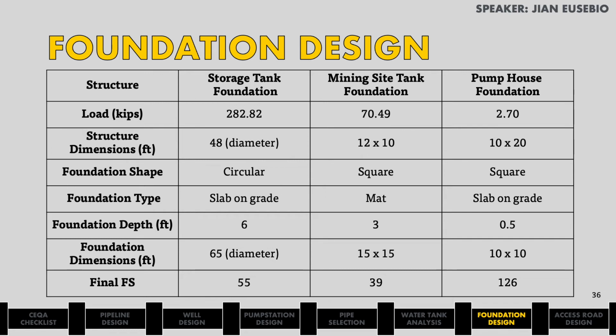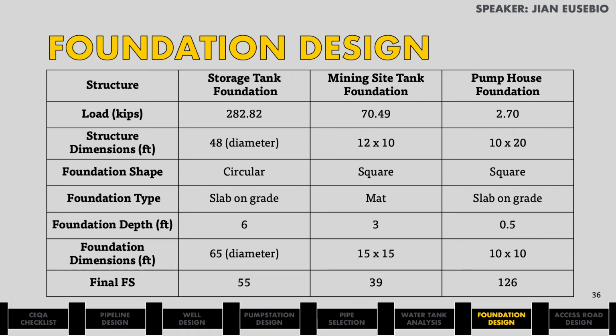diameter of 65 feet. The mining site tank had the second highest loading, but its foundation is a little different from the storage tank foundation. As we have previously shown, the mining site tank is supported on a truss, so its foundation type had to be changed to a mat type foundation to support the 4 corners of the truss. We ended up with a square mat type foundation at a depth of 3 feet and a width of 15 feet. Our last structure, the pump house, had the lowest loading, which met all safety factors with a square foundation at a depth of 0.5 feet and a width of 10 feet.